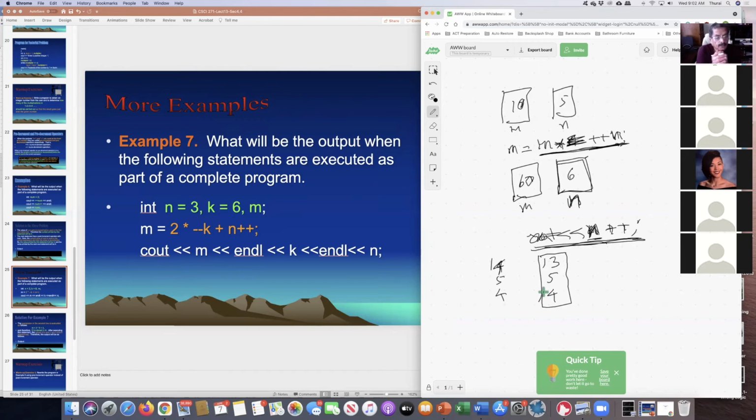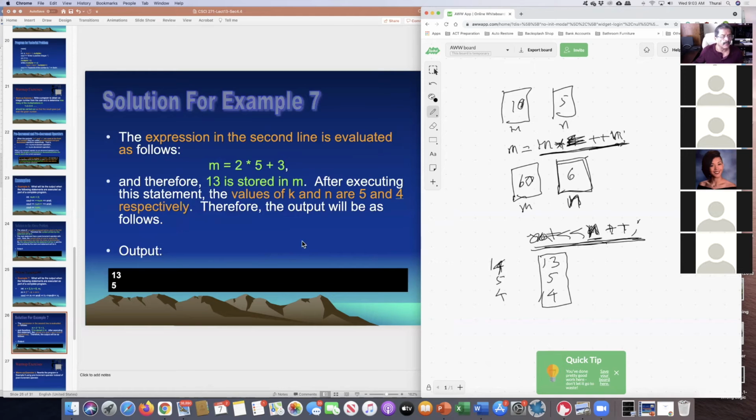So 13, 5, 4 is correct because you'll be multiplying 2 by 6. I mean, it's 2 by 5 because k will be decremented first and then multiplied. So 2 times 5 is 10 plus 3, 13. N will change after that to 4. So it's 13, and then k will be 5, and then n will be 4. So 13, 5, 4.